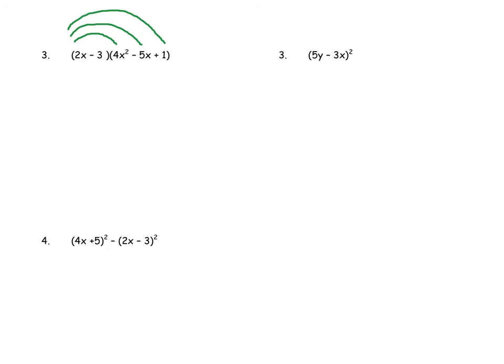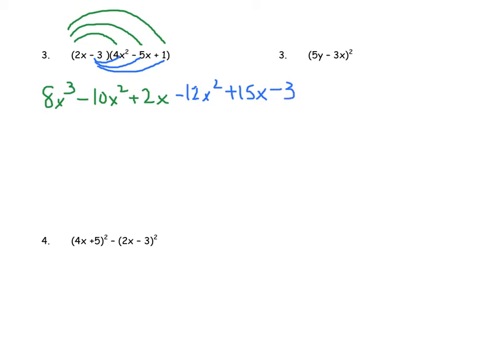So as we come through here with the first multiplication, we have the 2x times the 4x squared, and that gives us 8x to the third. The second multiplication gives us negative 10x to the second. And the third one gives us a positive 2x. As we come on back through and we're multiplying by the negative 3, we have 3 more multiplications to follow through with, and we end up with minus 12x squared. And then we have a positive 15x and a negative 3.